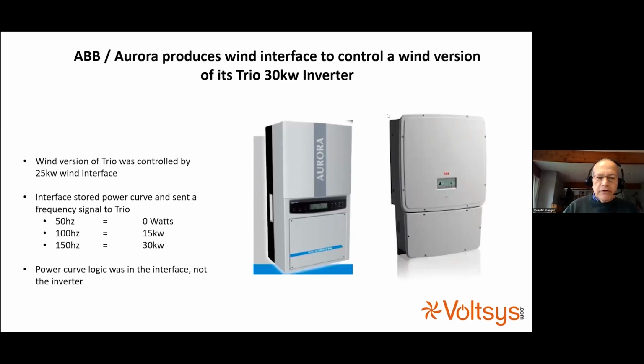There's a wind version of the Trio solar inverter, which was also adopted to work with a special controller that took the frequency of the turbine and converted it into a frequency that it fed to the inverter. So the inverter had a power curve which was simply 50 hertz was 0 watts and 150 hertz was 30 kilowatts, and in between was a sliding scale. But the logic for the power curve was in the interface this time, not in the inverter.